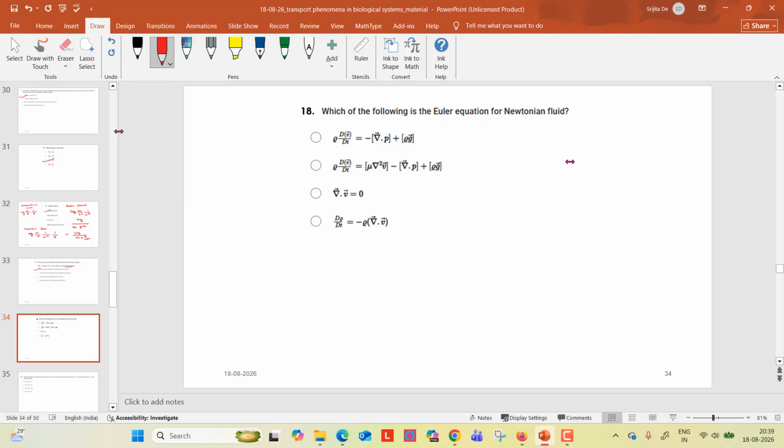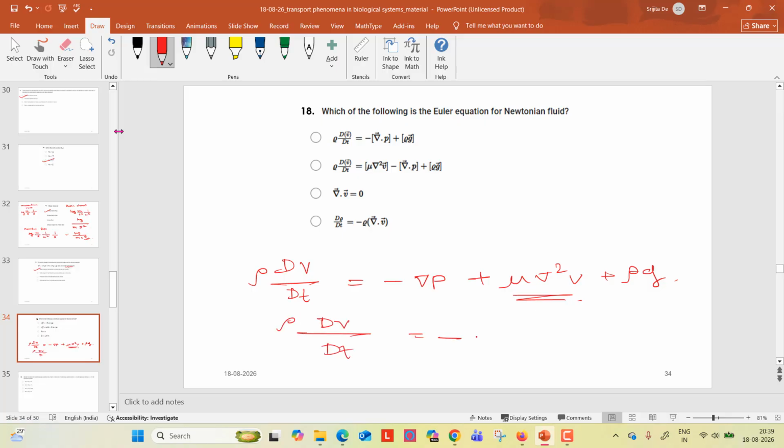Next. Which of the following is the Euler equation in Newtonian fluid? So, the equation we have seen in the Navier-Stokes equation, rho dV/dt equals minus grad P plus mu del squared V plus rho g. Okay. So now in Euler equation, this viscous term will be absent. So rho dV/dt equals minus grad P plus rho g. Right? So it is option A.